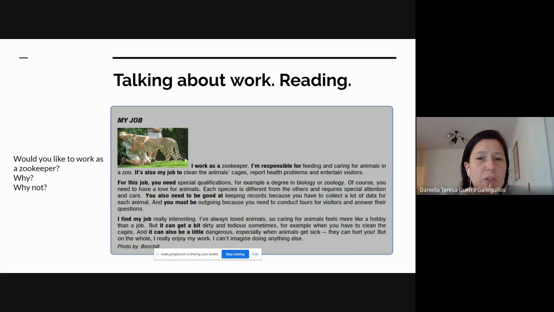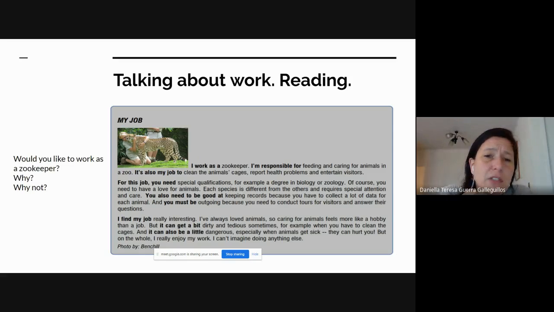For this job, you need special qualifications, for example, a degree in biology or zoology. Of course, you need to have a love for animals. Each species is different from the others and requires special attention and care. You also need to be good at keeping records because you have to collect a lot of data from each animal. And you must be outgoing because you need to contact tours for visitors and answer their questions.